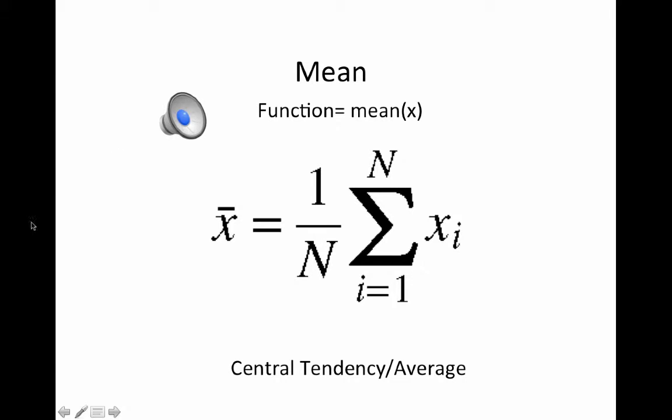The first statistical measurement is the mean, and this is defined with a bar over the x. It is the sum from i equals 1 all the way to n, where n is the number of elements in the array, or the amount of data, of x of i times 1 over n. Its function name in MATLAB is mean(x), and it measures the central tendency or the average.